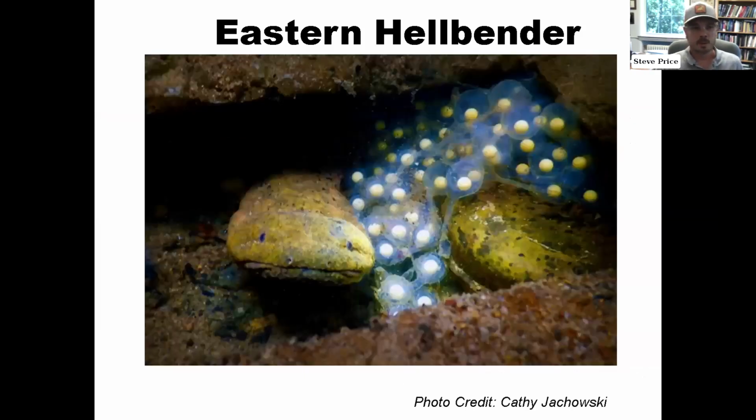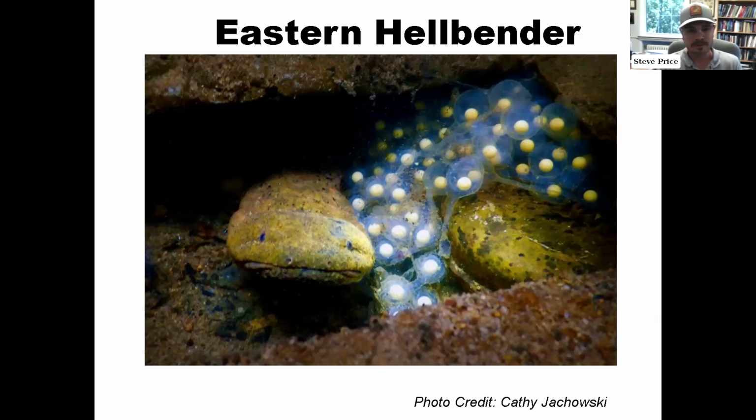Hellbenders are really neat. They have a really interesting reproductive strategy. Now, hellbenders are generally found under big flat rocks in rivers and streams, and they spend most of the year hiding under these rocks. At night, they'll stick their head out, wait for a crayfish or a fish or a mud puppy or something to come by that they can eat.